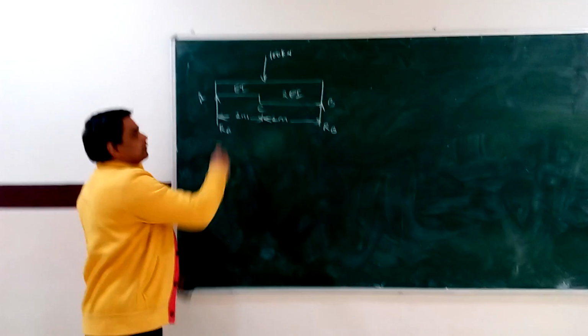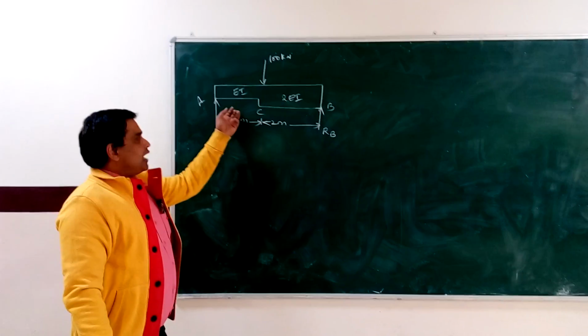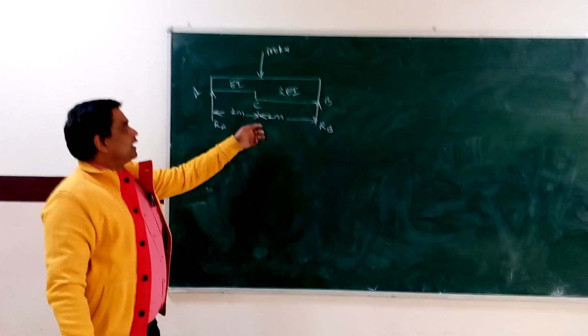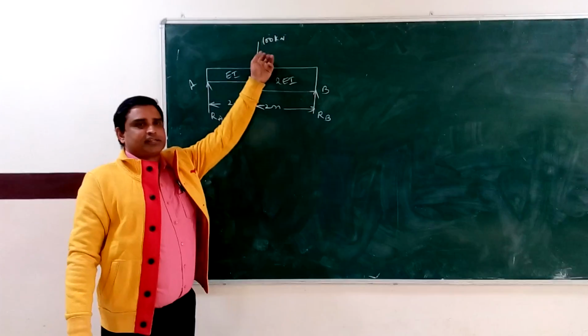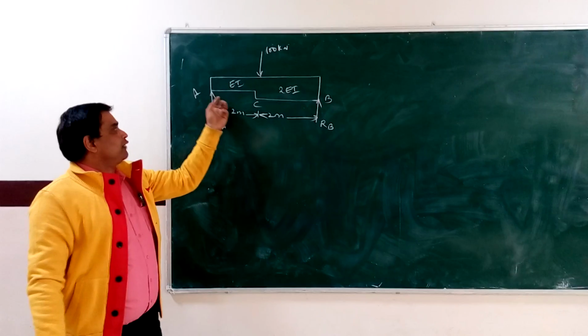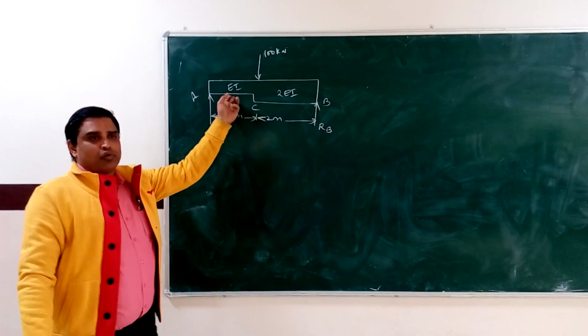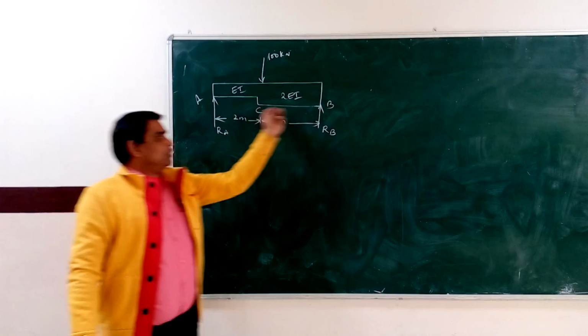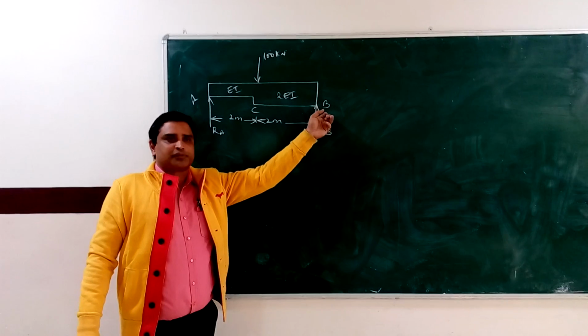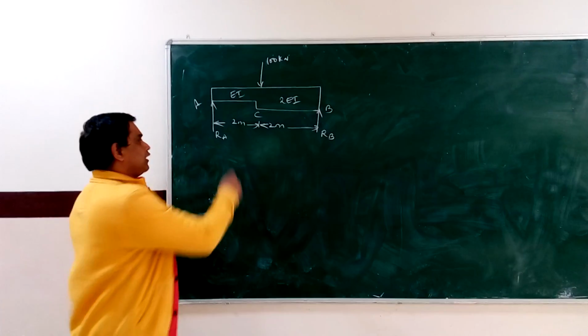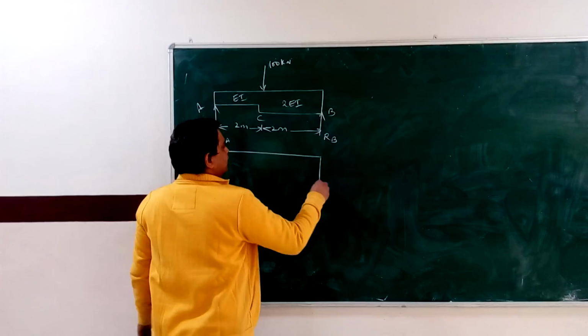This is the problem: a simply supported beam having a span of 4 meters and carrying a point load of 100 kilonewtons at the center. The beam is varying: from A to C it has 1 time of flexural rigidity, and from C to B it has 2 times its flexural rigidity. For this, we have to draw the deflected shape of the beam.